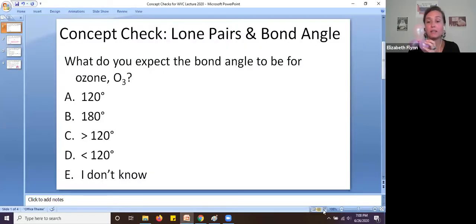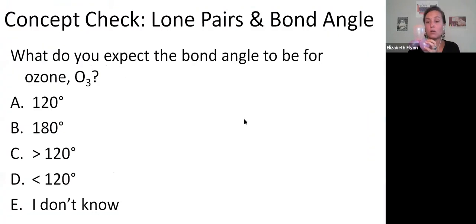What do you think that's going to do to the angle between the atoms in the molecule? I want to see what you think. Can you tell me in this concept check what you expect the bond angle to be for ozone? Do you expect the bond angle to be 120, 180, greater than 120, or less than 120 for this ozone molecule? Or do you not know, which is fine too. So I'm starting the poll now so you can log in your answer. And if you're watching the recording later, you won't be able to see the poll, but you can still participate and check back with me later. We're going to go over it in a second.